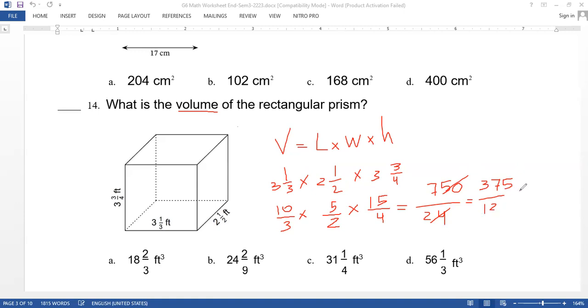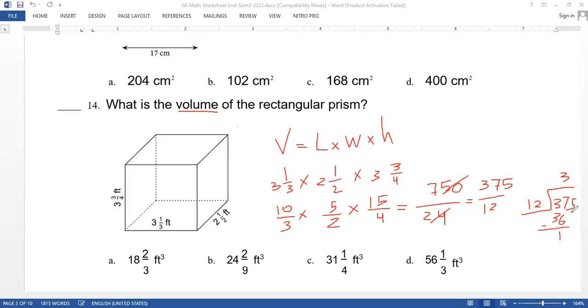Now we make long division. 12 is the divisor. 375. Now look how I make long division. 3 divide 12 we cannot. 37 divide 12 is 3, because 3 multiply 12 is 36. Now we subtract, we get 1.